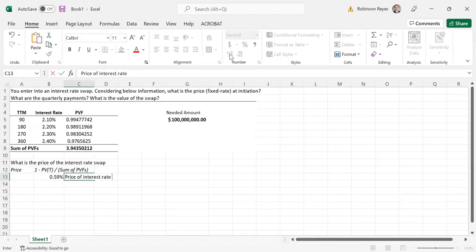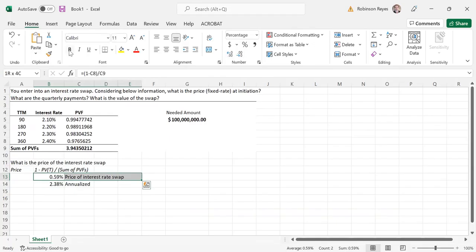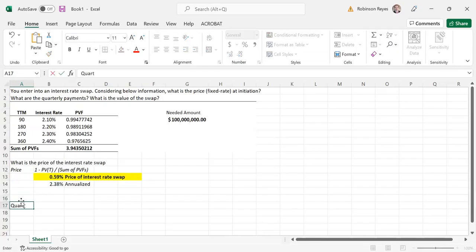One important thing, this is not yet an annual rate. To annualize it, we would just divide by 90 divided by 360, because this is a quarterly rate, and we would have this annualized rate, which is 2.38, right? This is what we are going to need in most of the things we're working on, for example, when we work with the quarterly payments.